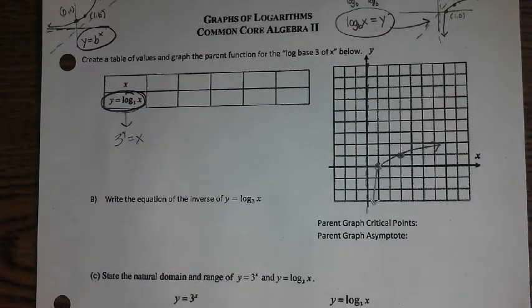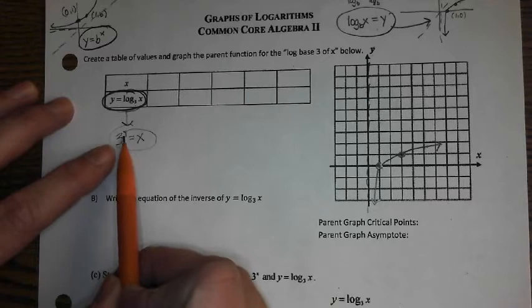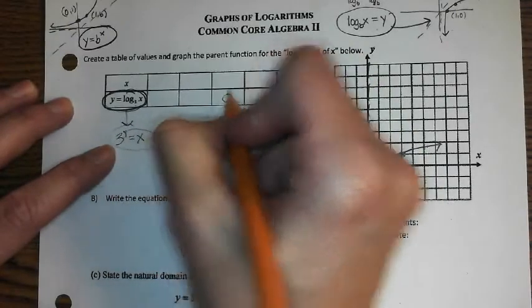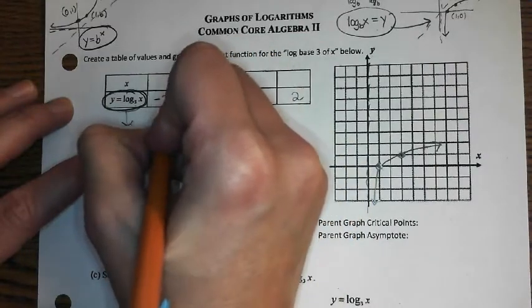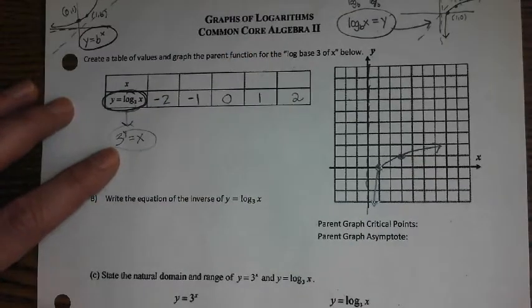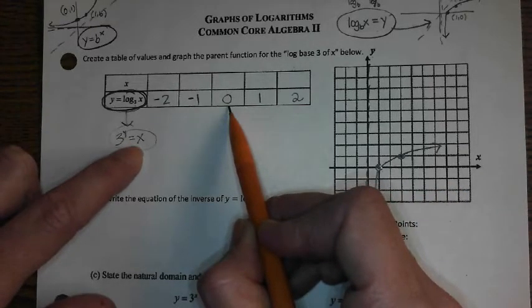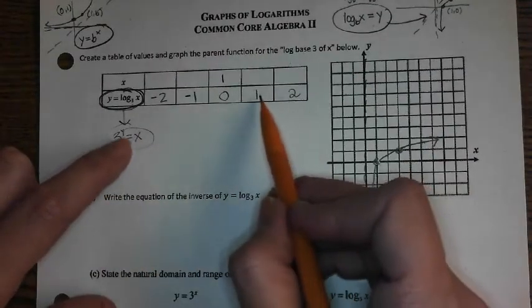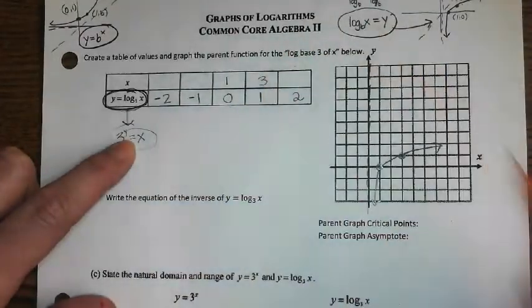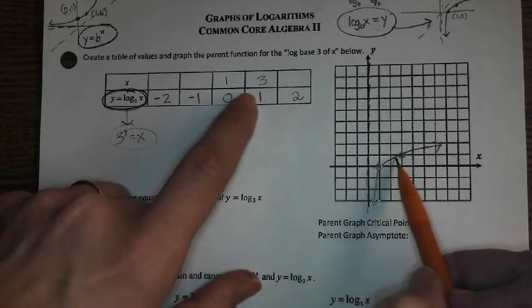So when you're doing a table of values for a log graph, it actually makes sense because of this to pick y values. A y of 0, a y of 1, a y of 2, a y of -1, a y of -2. We'll start with 0. What is 3 to the 0 power? 1. So our x is 1. What is 3 to the first power? 3. Well, there are two critical points, (1, 0) and (3, 1).